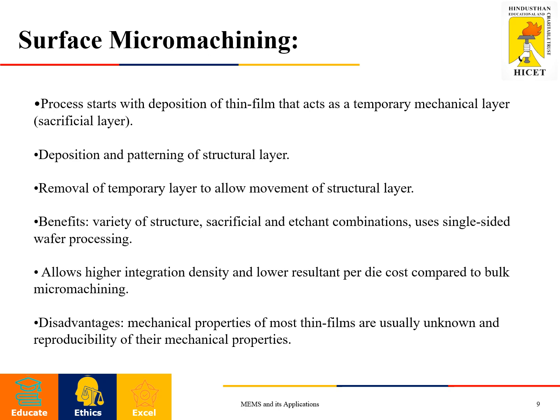Then the benefits of the surface micromachining process: a variety of structures, sacrificial and etchant combinations, and single-sided wafer processing. It allows higher integration density and lower resultant cost per die compared to the bulk micromachining process. Then the drawback of the surface micromachining process: the mechanical properties of most thin films are usually unknown, and there is the issue of reproducibility of their mechanical properties.